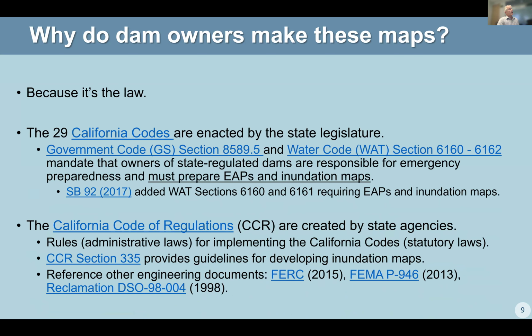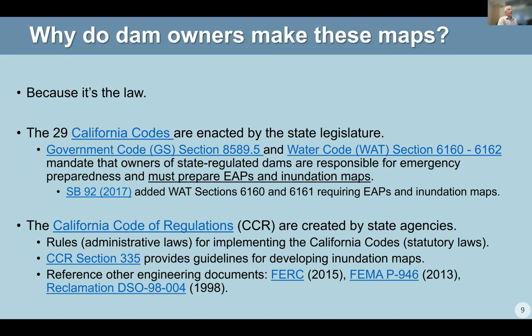And that gets encoded into these 24 California codes. You can see all this online. And sections 6160 and 6162 state that you have to make a map and an EAP. Those are kind of general guidelines. They just basically say you have to do this.